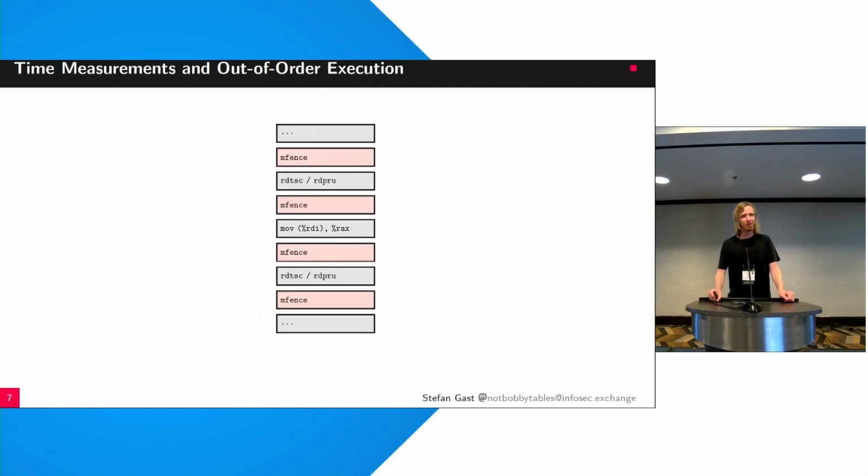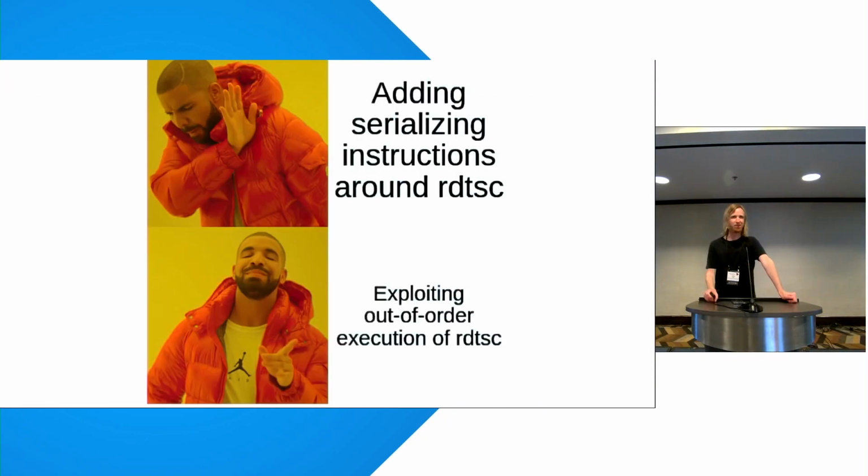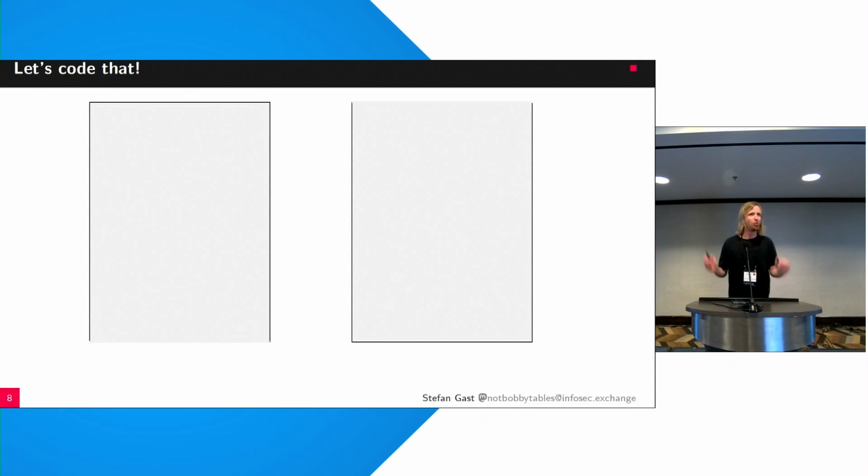The typical solution for that is to use some serializing instructions or fences in order to avoid out-of-order execution at that point. We don't do that here. It's annoying, and instead we exploit that we can observe whether an RDTSC instruction or RDPRU instruction is executed out of order or not. We can write some code for that.